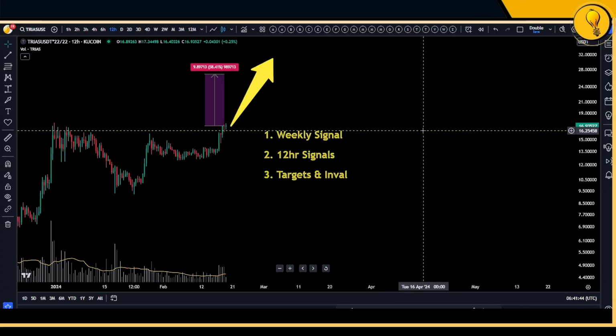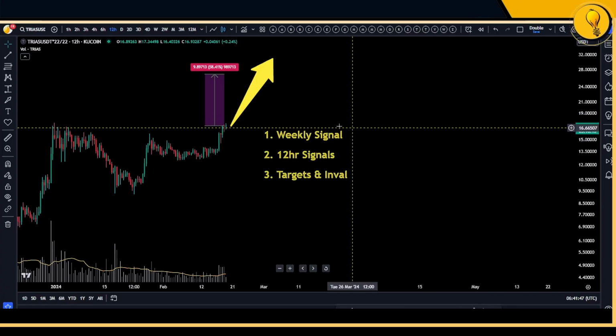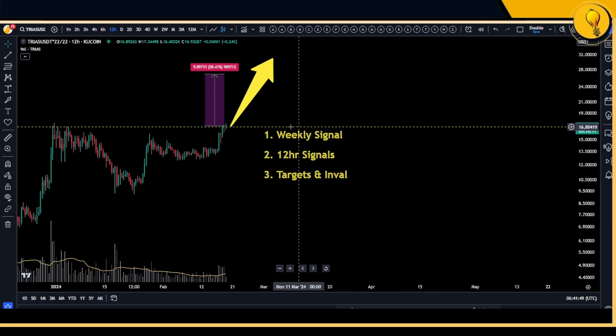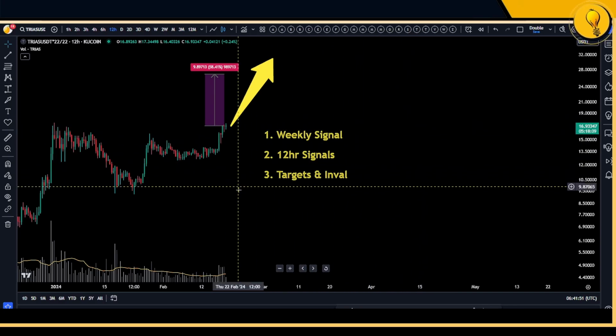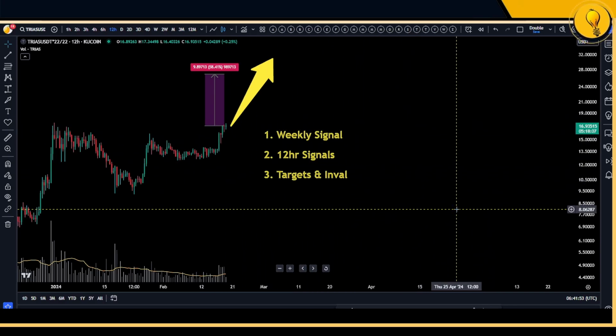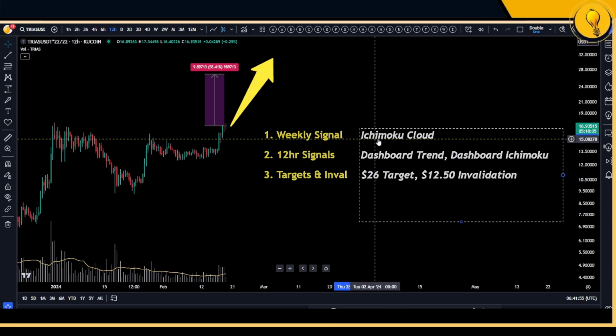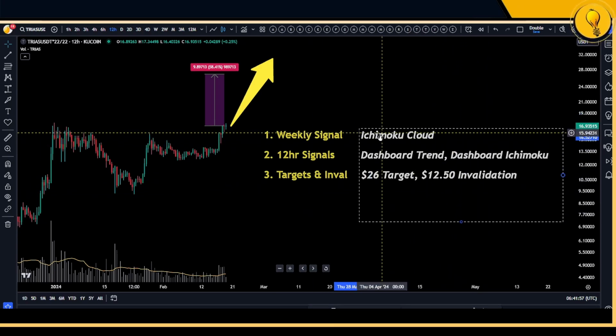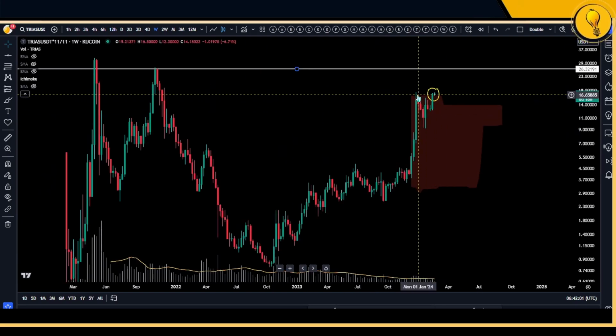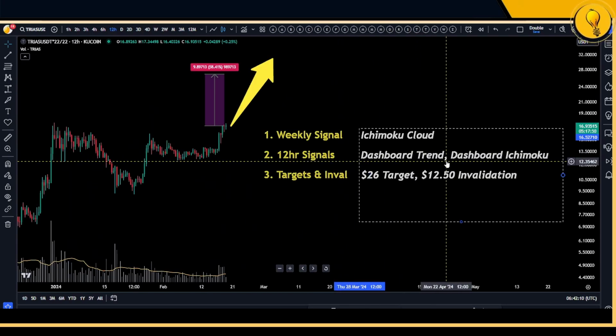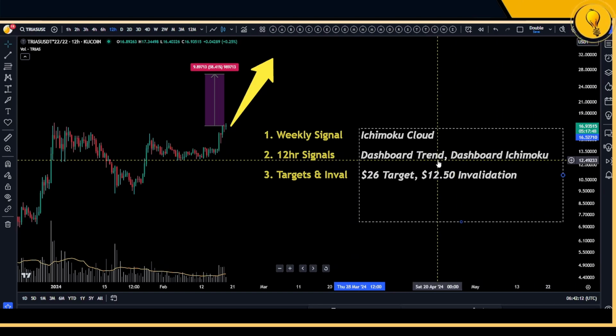All right, so let's put it all together. At the beginning of the video, we talked about the weekly signal that we're going to discuss, the 12-hour signals, and the target and invalidation, right? Well, here we have it. On the weekly signal, we are looking at the Ichimoku cloud that Trias just cleared right over here, right? That's coming in at around $16.56. The 12-hour signals were essentially our dashboard trend and the perfect Ichimoku.